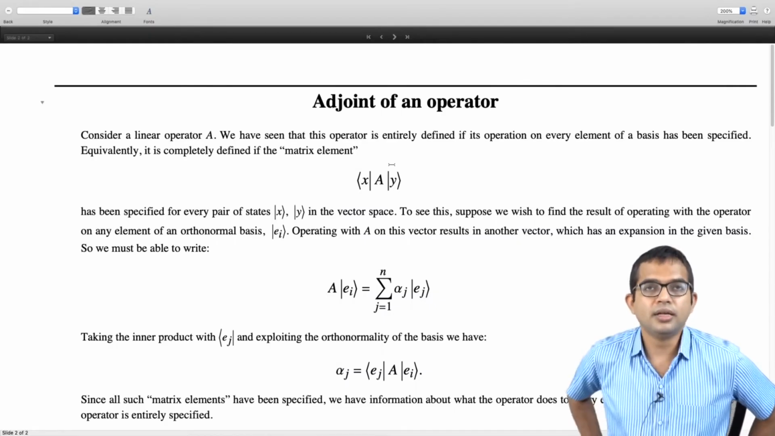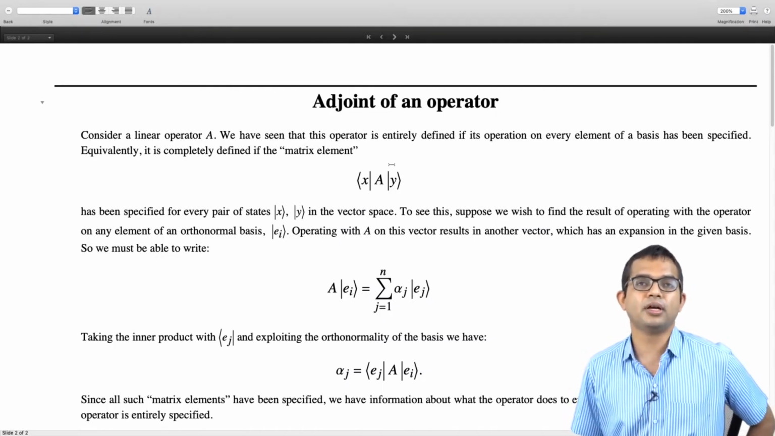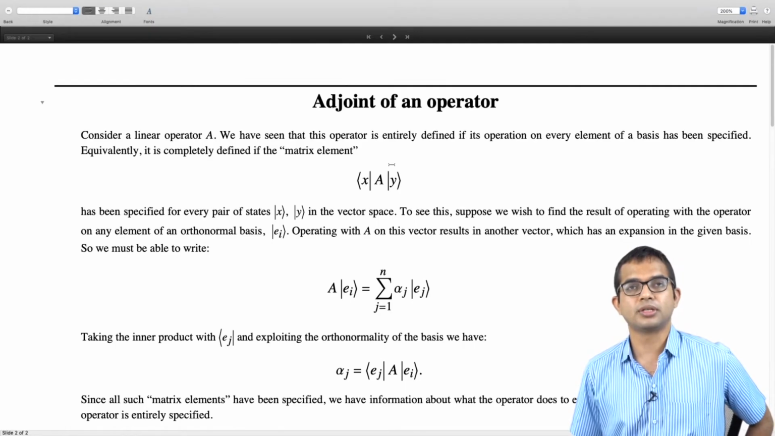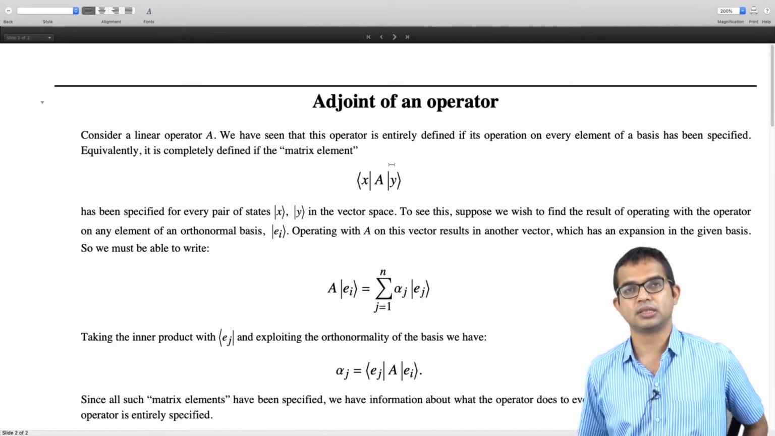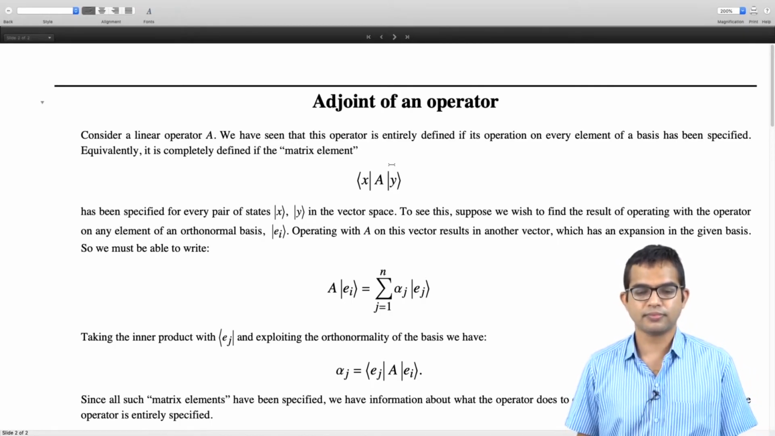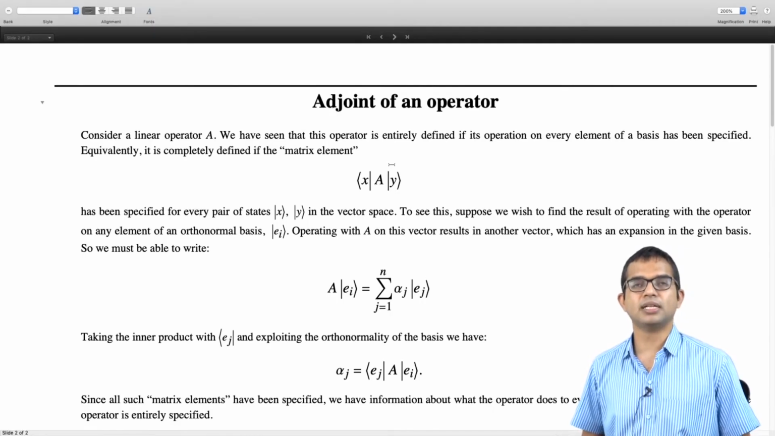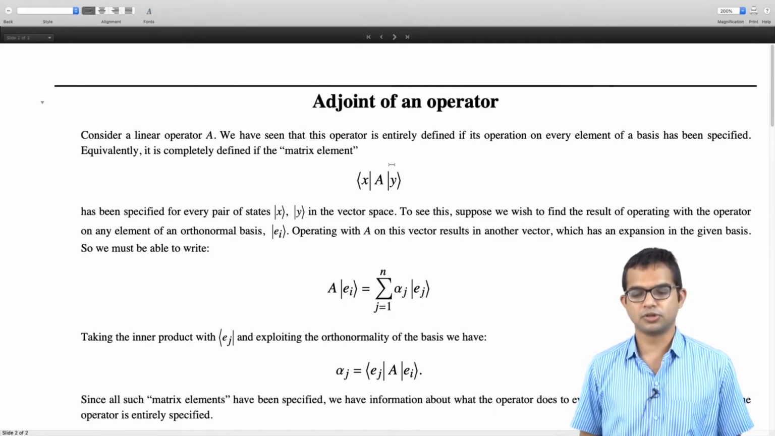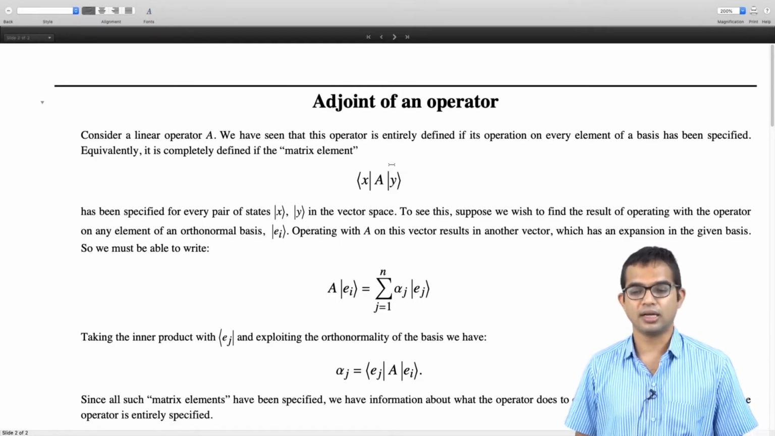Okay, so consider a linear operator A. We have seen how this operator is completely specified if we are able to write down what its effect on every element of some basis is. There is another way of specifying this operator, which is in terms of what are called matrix elements. If you are able to give the value of this matrix element ⟨x|A|y⟩ for any pair of states x and y in the vector space, then that too entirely defines your operator A.